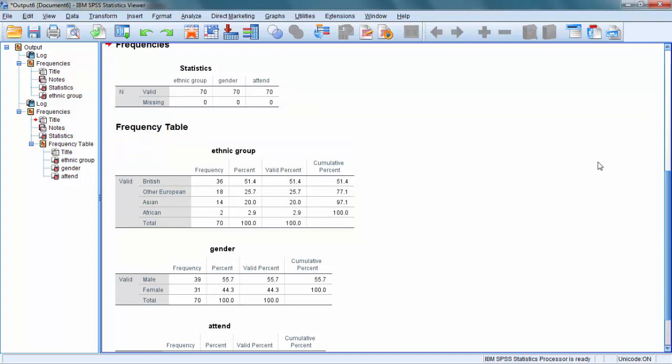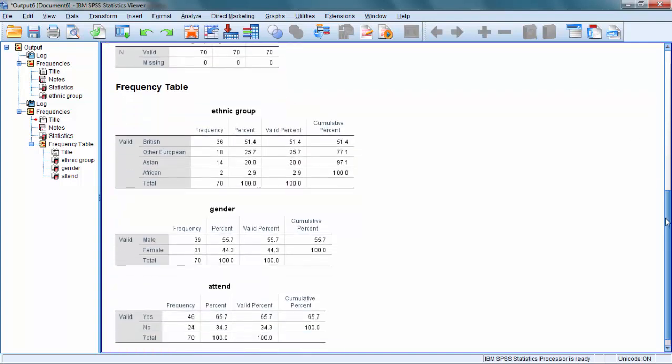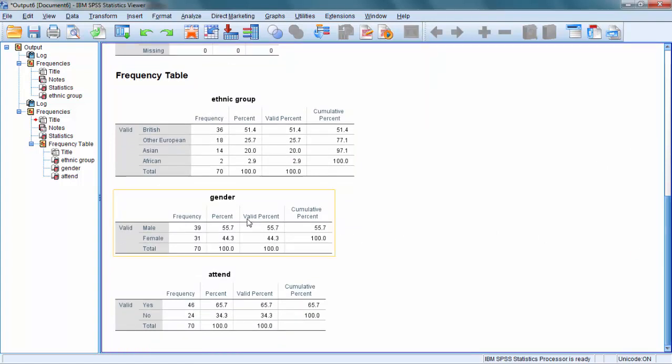We've already seen the ethnic group. Let's just have a look at gender. We have 39 males and 31 females, corresponding to 55 and 44% of the sample. In terms of attendance, we have 46 who have perfect attendance and 24 who have non-perfect attendance. So 66% of our sample has perfect attendance.